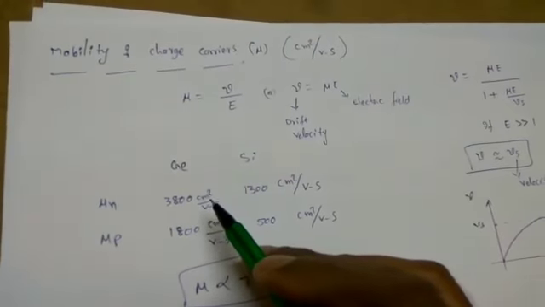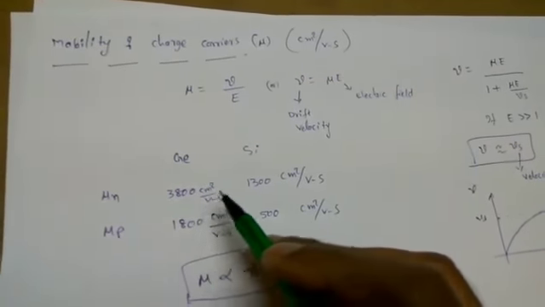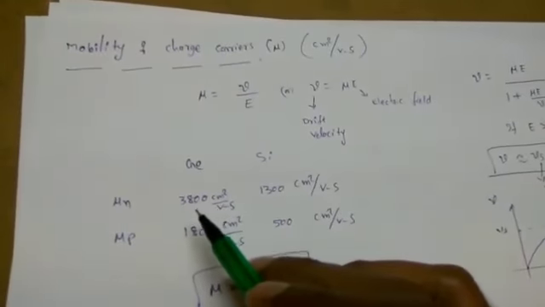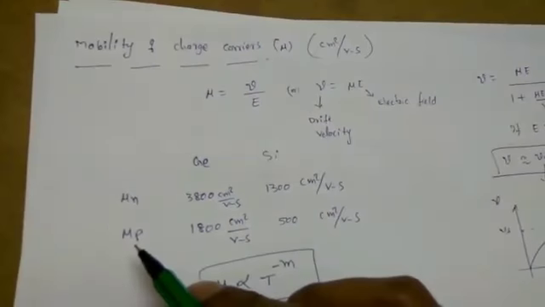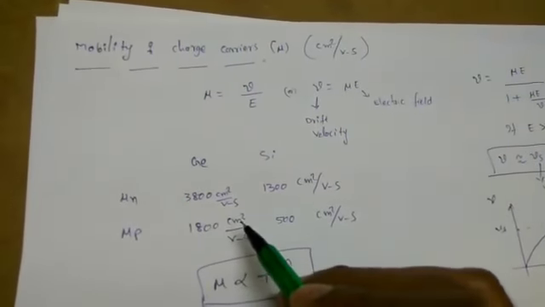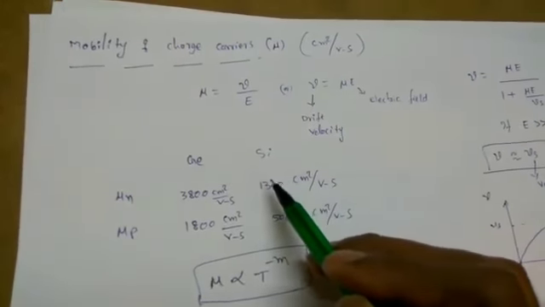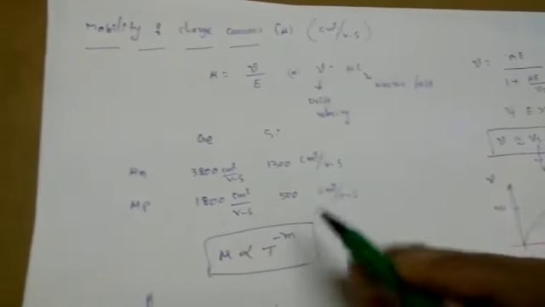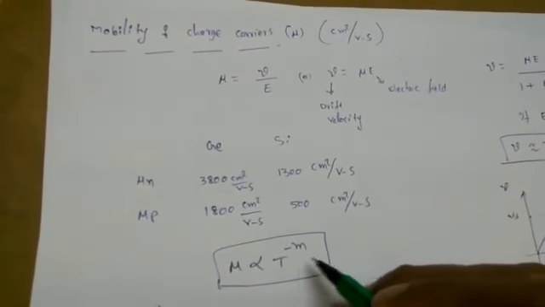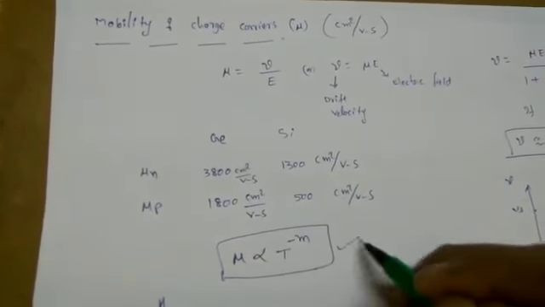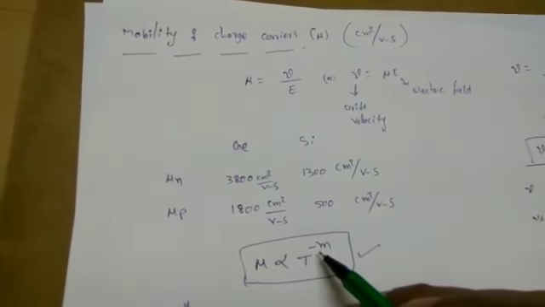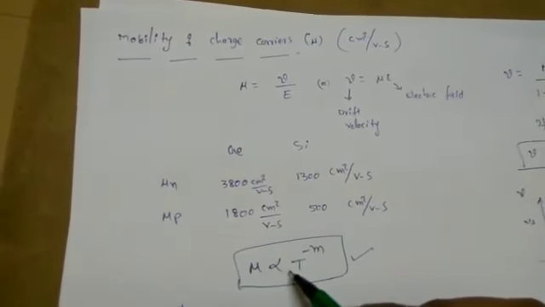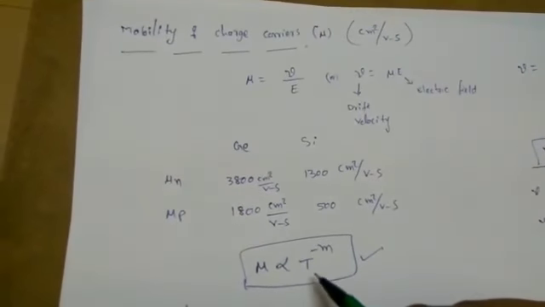Sometimes they may ask in meters per volt second, so we need to convert. So 3800 is first, in centimeter square per volt second, and for hole mobility mu p it is 1800 centimeter square by volt second. Similarly silicon is 1300 and 500. But sometimes they ask about the difference depending on the temperature. Mobility is inversely proportional to T power m, so mu is directly proportional to T power minus m. That is, if you increase the temperature, mobility will decrease, right?